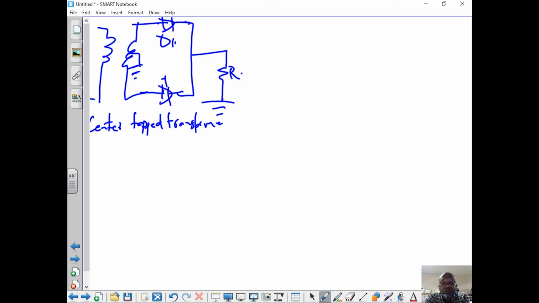D1, D2. Remember the voltage here, V peak. When it's positive, how is it here? Negative. When it's positive, how is it there? Negative. When it's negative, how is it there? Positive. This is the center.